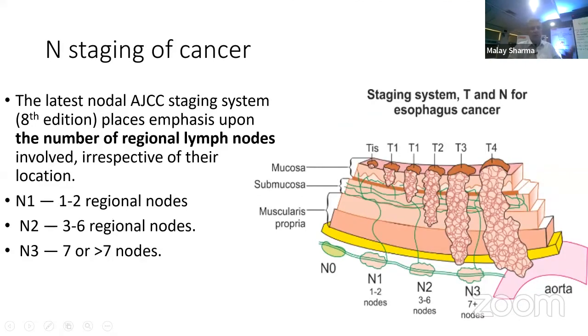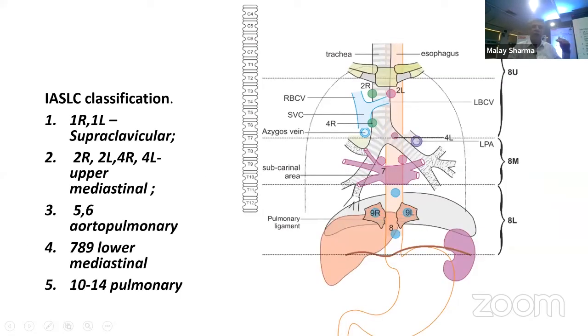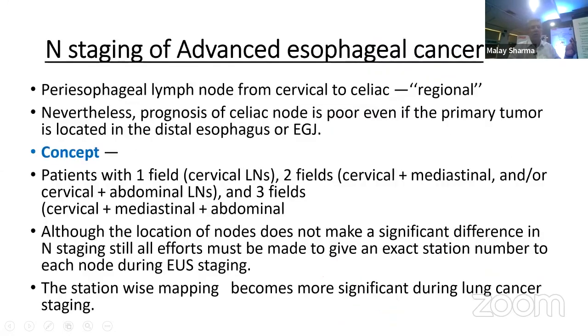The N staging, as we said, is N1 is 1 to 2 regional lymph nodes, N2 is 3 to 6, N3 is more than 7 nodes. So this is the basic flowchart when we look for T and N staging: the tumor can be local, advanced, regional, N1, N2, N3. Non-regional, it can spread to neck, mediastinum, abdomen, or metastasis. So we have to identify the classification, the IASLC classification. I will not go into great detail, just show that any staging of advanced esophageal cancer can be from cervical, celiac.